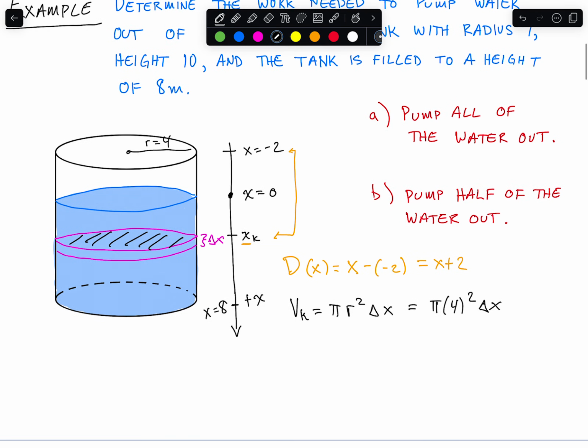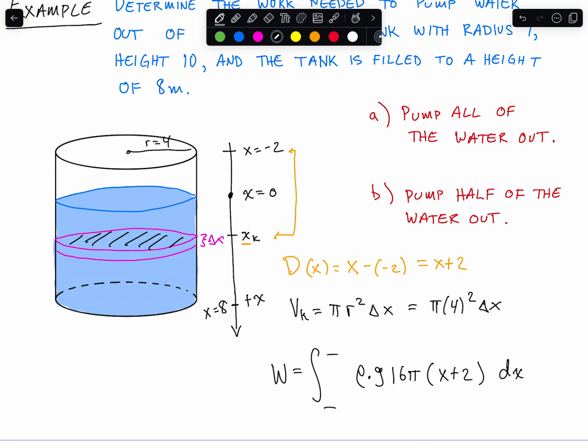So our work integral is from somewhere to somewhere. We'll figure out the limits in a second, but we'd have the density of water times the gravity acceleration times the volume, which we've now figured out is 16 pi, and then the delta x becomes dx, and then our function that represents the distance, our distance function, d of x, is x plus 2. Now, what are the limits of integration?